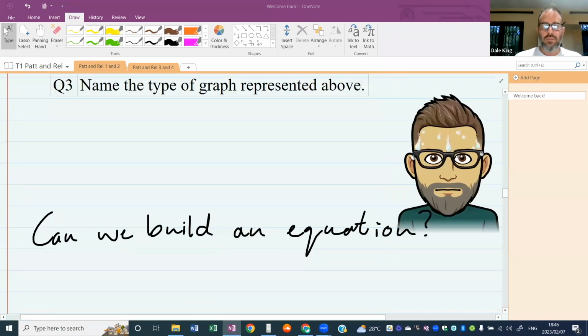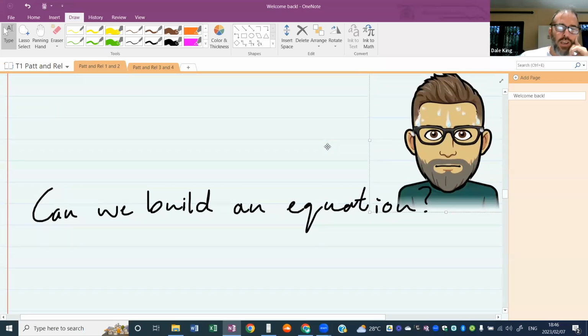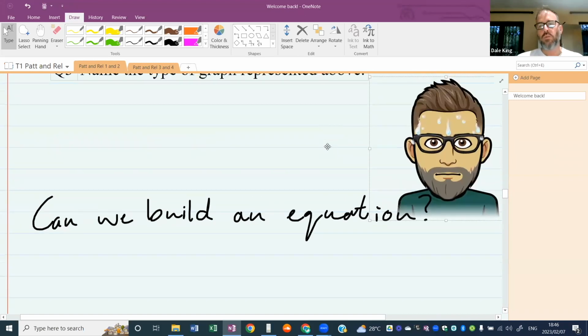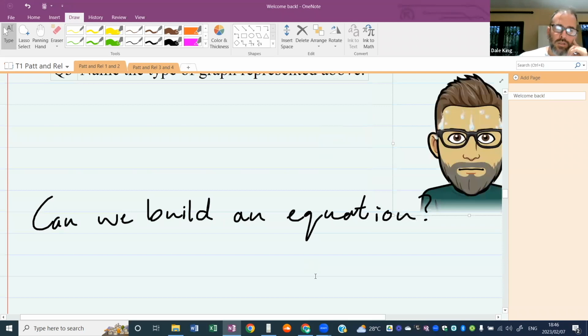Now, this is the part where everyone starts sweating. Can we build an equation to show this relationship? Now, someone needs to be brave and help me build an equation, please, because I'm sweating and I'm stressing out here. See, when I use the word equation, everyone starts stressing. Who would like to?